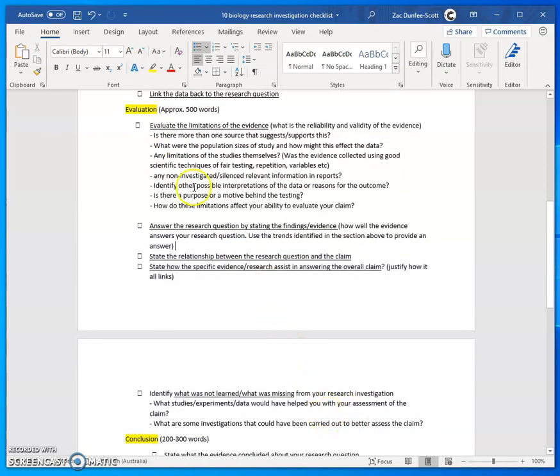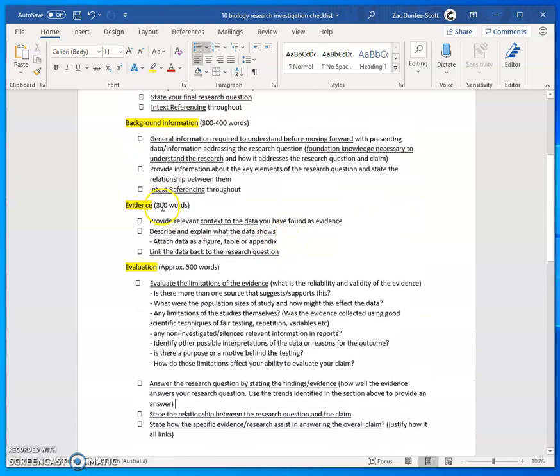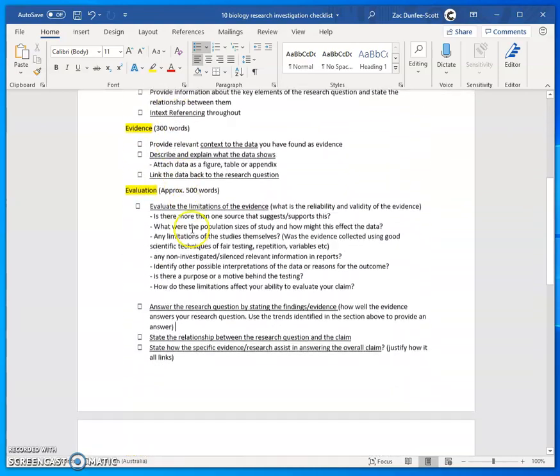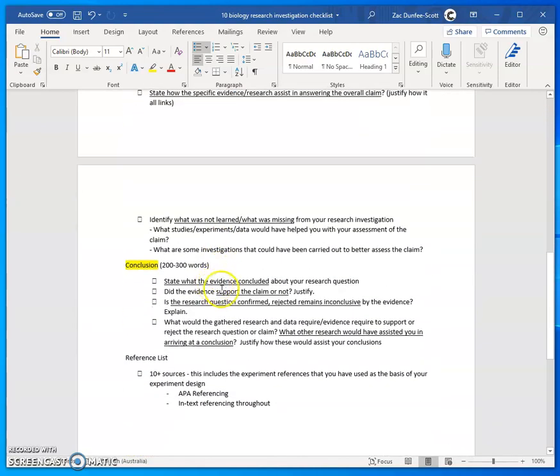So you look back over your evaluation, look back over your evidence and your rationale, and you say, well, what did I actually find? Did the evidence support my claim? Yes or no? Justify. Did the evidence confirm my research question, reject my research question, or was it inconclusive? Explain. And what other research would have assisted you in arriving at a solid conclusion?